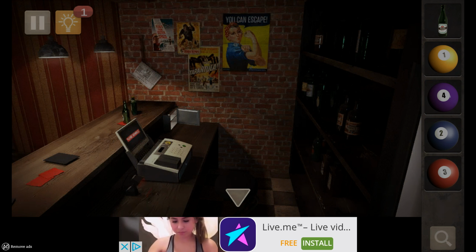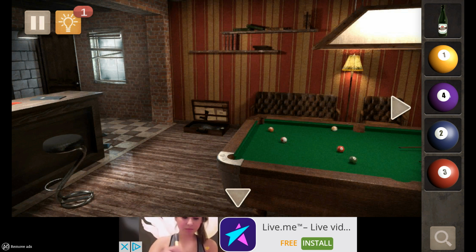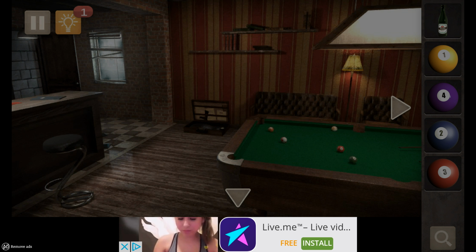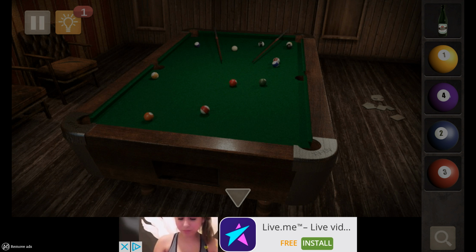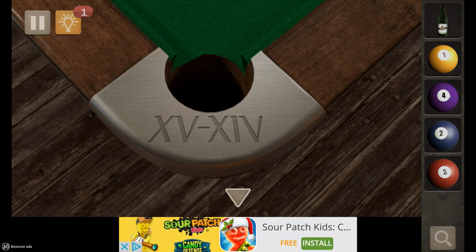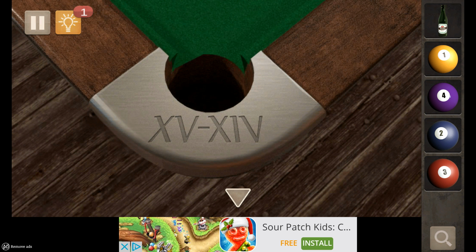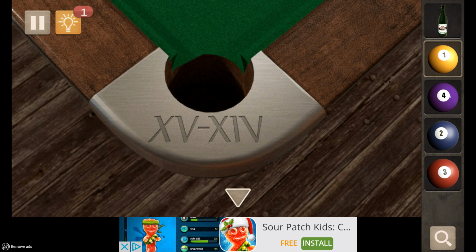But if going off the book that we read, it should go here somewhere. So these must be some kind of tell as to what goes where. 15 to 14. Only one away, so let's do that.